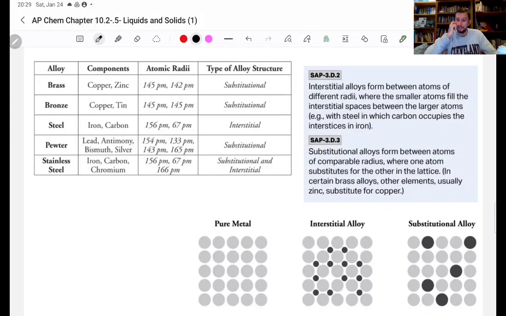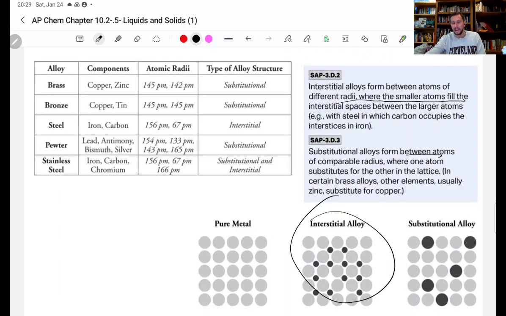Okay, the last thing, again, we've also already talked about this, but it comes up in the book again, is we have interstitial alloys and substitutional alloys. Interstitial alloys form between atoms of different radii, where the smaller atoms fill the interstitial spaces between the larger atoms. So if you have one smaller atom, like for example carbon, is a lot smaller in radii than a lot of metals, it'll fill up spaces in between, as you can see here. Whereas substitutional alloys, there's a substitution, where you have metals of similar size, and one or the other is there instead of the other.